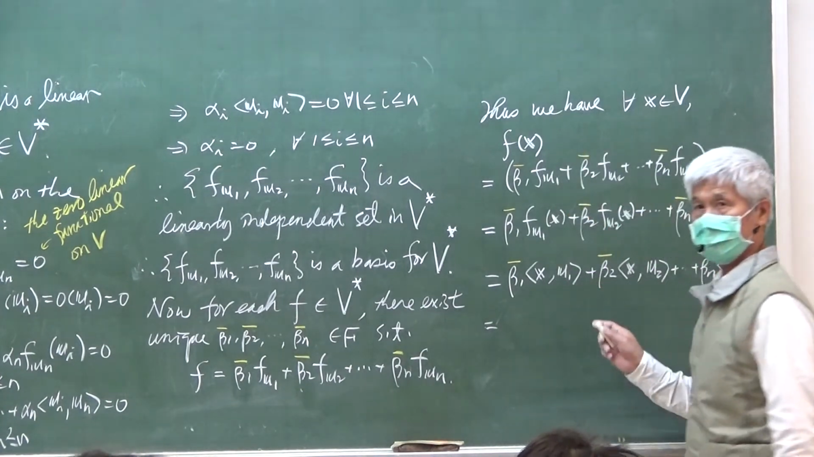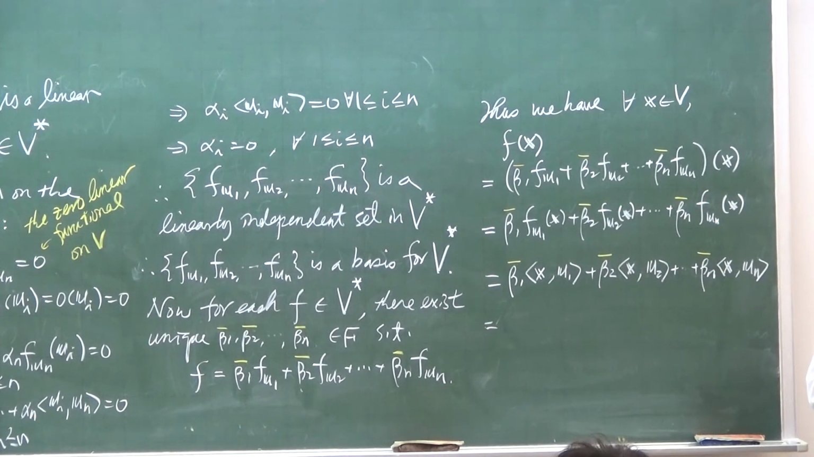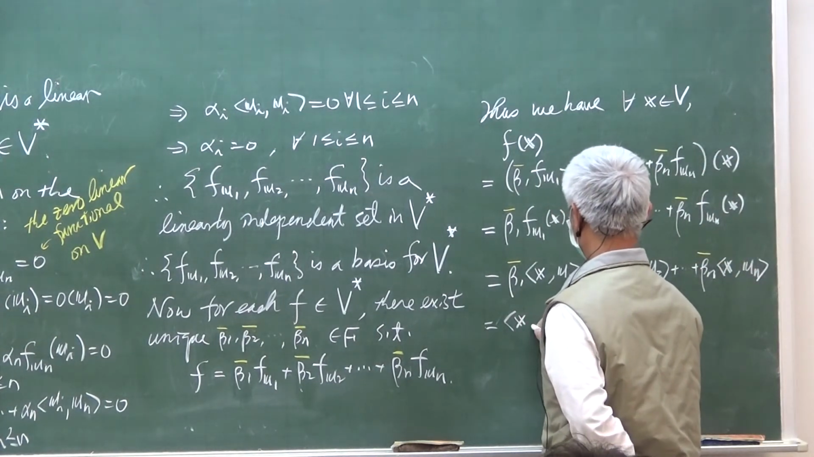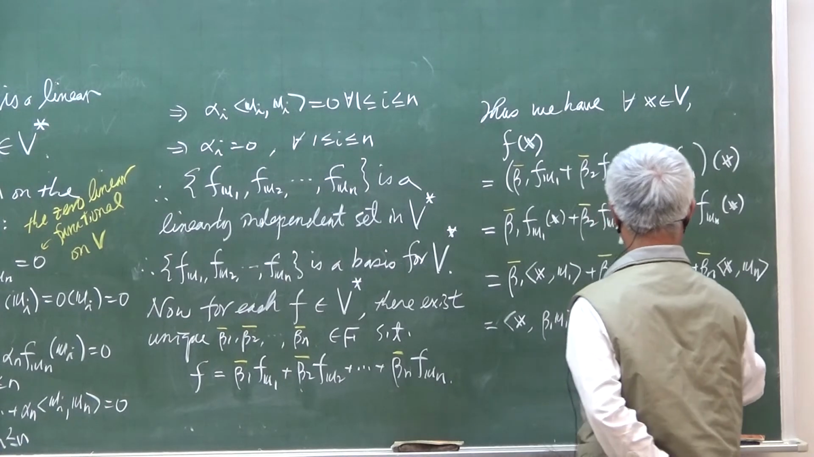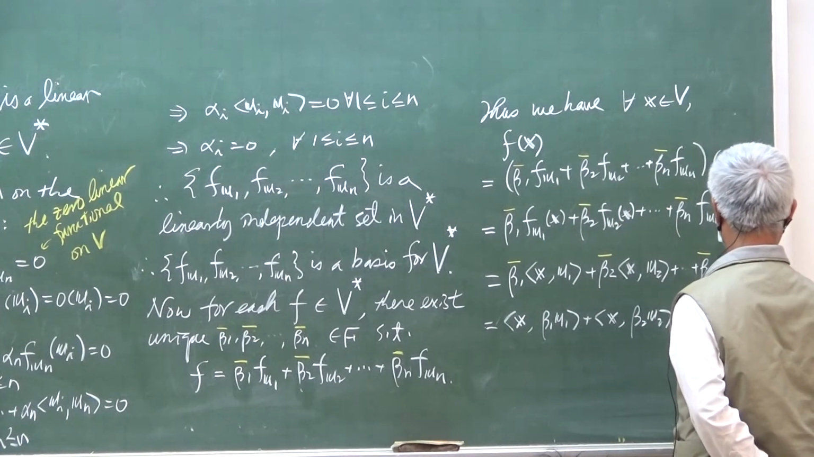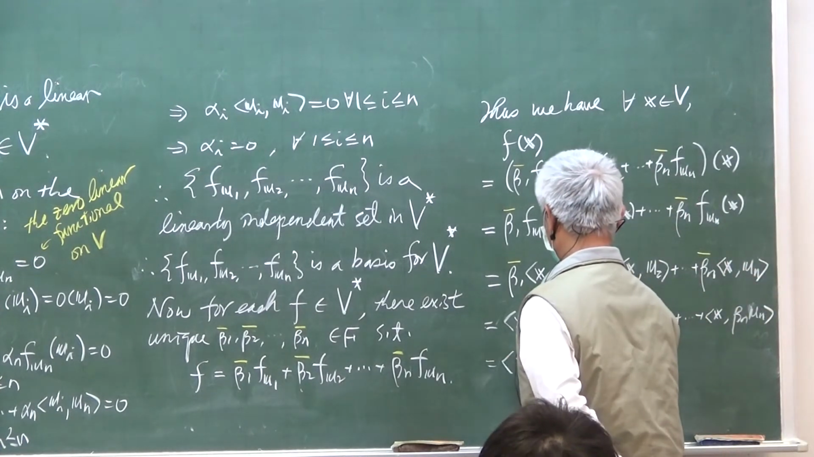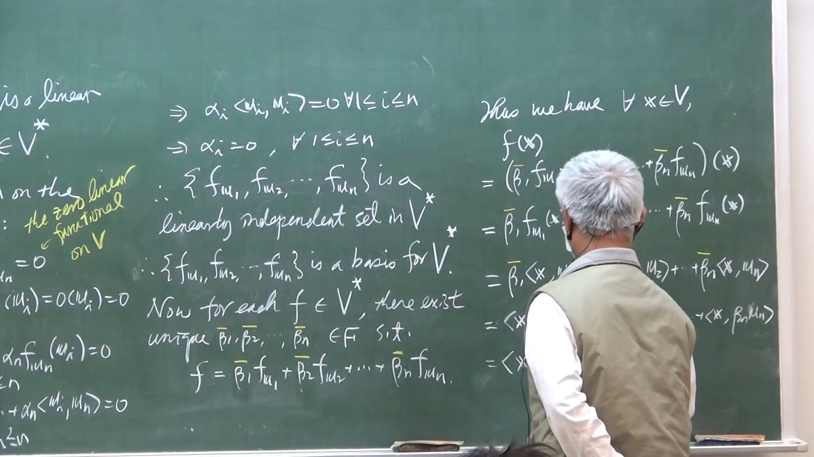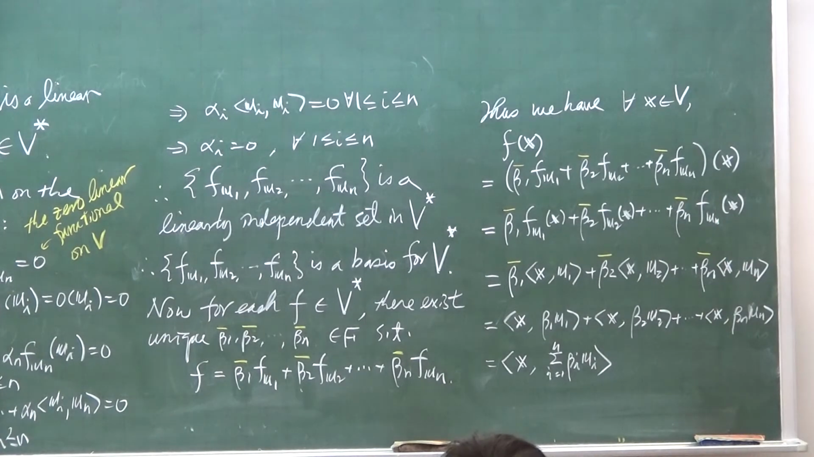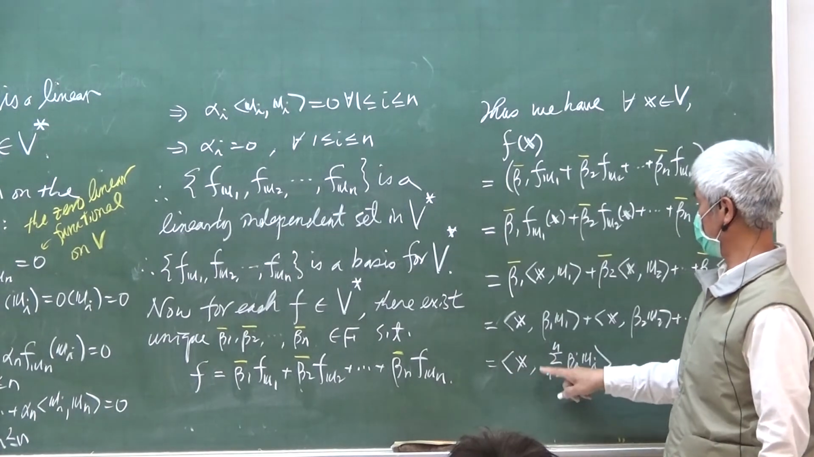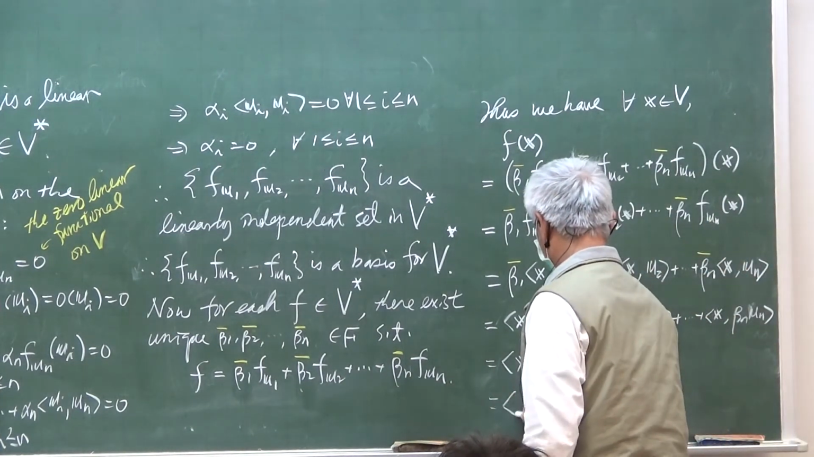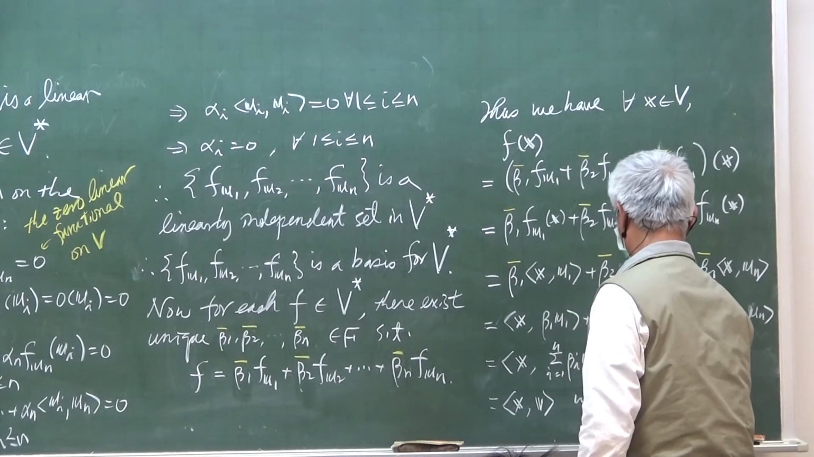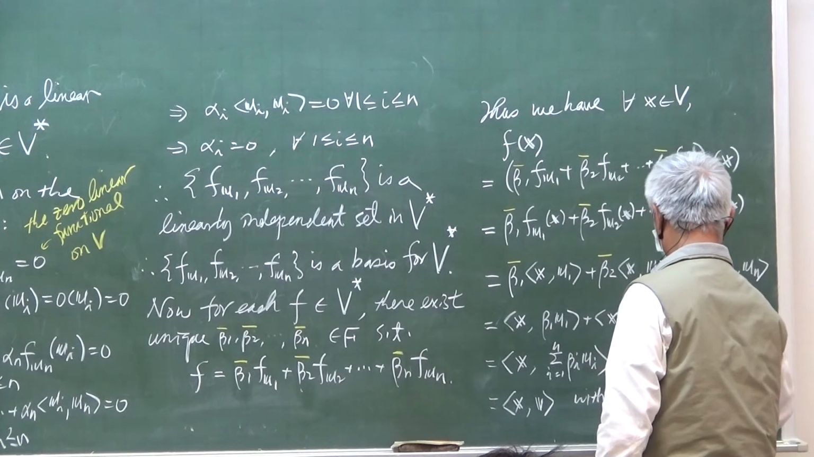Okay, and now by the conjugate linearity for the second argument of the inner product, we have beta 1 u1 plus beta 2 u2 plus beta n un. So finally, we have x with the summation i from 1 to n of beta i u i. So you see the linear function f is just an inner product of x with some specific vector, which we define to be the linear combination of beta i, u i.